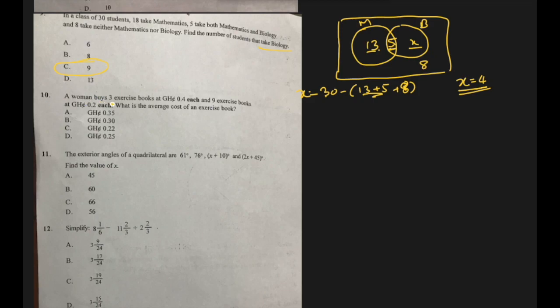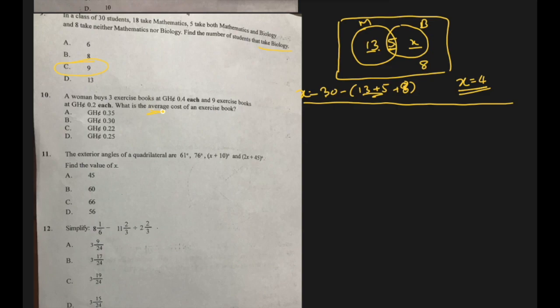Number 10. A woman buys 3 exercise books at 0.4 CDs each, and 9 exercise books at 0.2 CDs each. So what is the average cost price of the books?